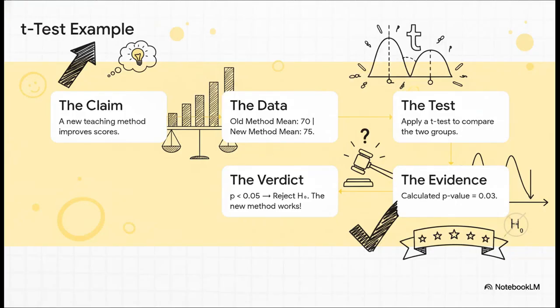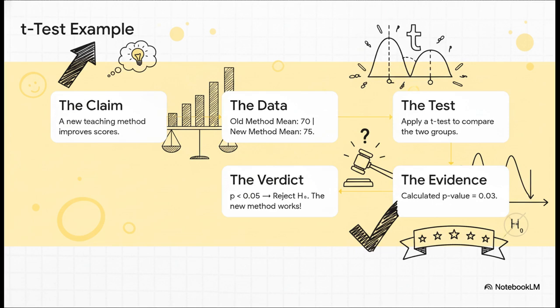Step 1, the claim. The new teaching method boosts student scores. Step 2, the data. They run a test, and the old method group scored an average of 70, while the new method group got a 75. Okay, interesting. Step 3, the test. They run what's called a t-test to compare those two averages. And step 4, the evidence. The test spits out a p-value of 0.03.